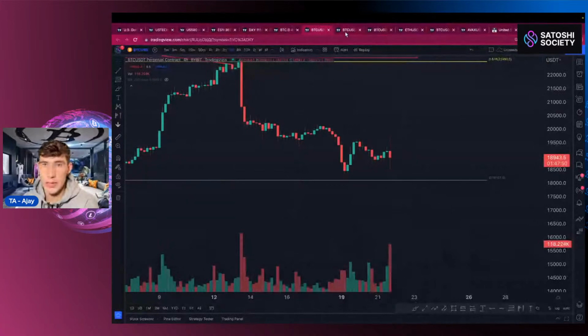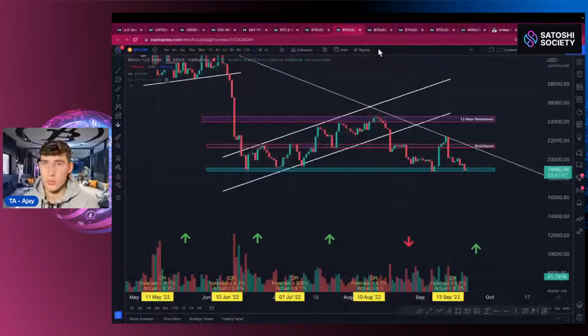Taking a look at, let's have a look at the shorter time frame as well. Where is it? Here.